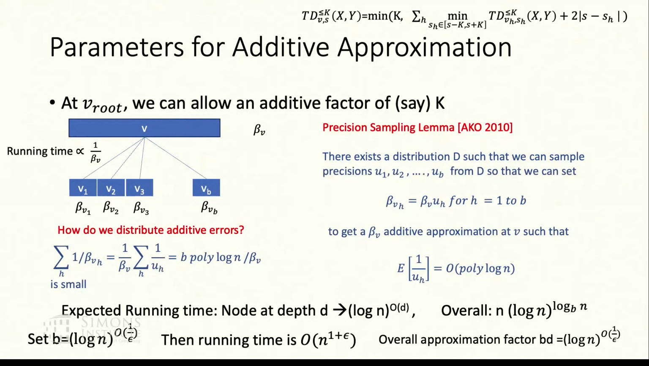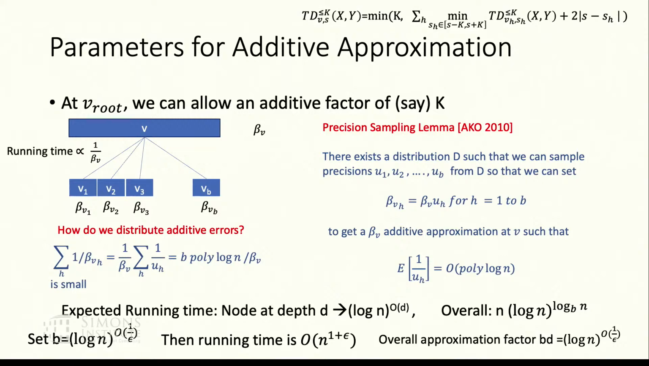So the precision sampling lemma says that there exists a distribution. In fact, the exponential distribution works. You will be selecting some precisions, u1, u2 to ub, independently from this distribution. And then you will be setting the additive factor at your hth child to beta v times the precision. So this is how you will set it, and the expected value of 1 over u is polylog n. Okay, so let's process this a little bit.